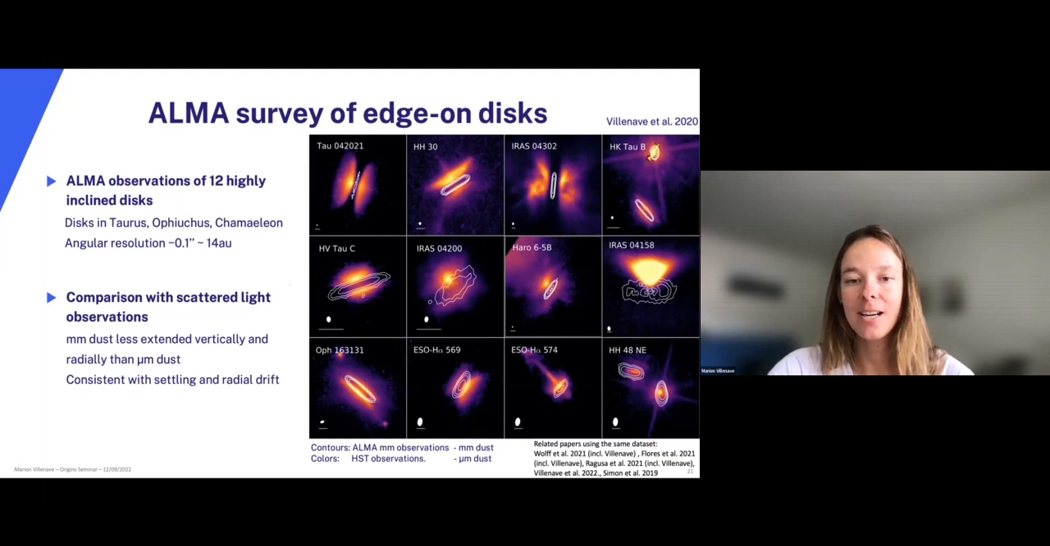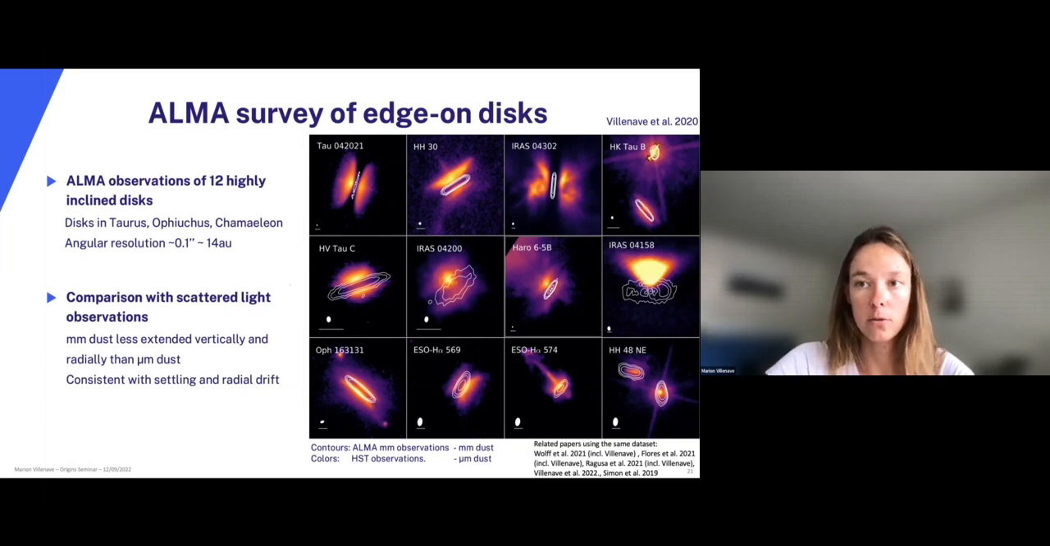So here I'm showing again the scattered light observation from micron-sized particles in the colors, and millimeter-sized observation showing millimeter dust, which is represented by the contours. What you can see in all these systems is that the contours look much less extended both in the radial and in the vertical direction compared to the colors. So the millimeter dust is less extended vertically and radially than the micron-sized particles. This is consistent with vertical settling and radial drift. But to really quantify how efficient these mechanisms are, we need to do radiative transfer modeling.